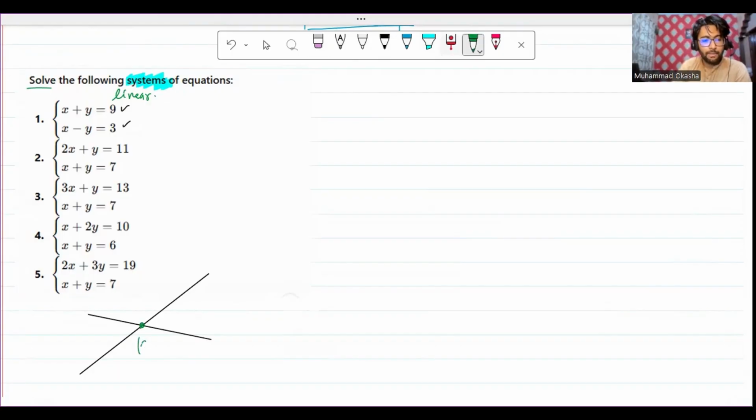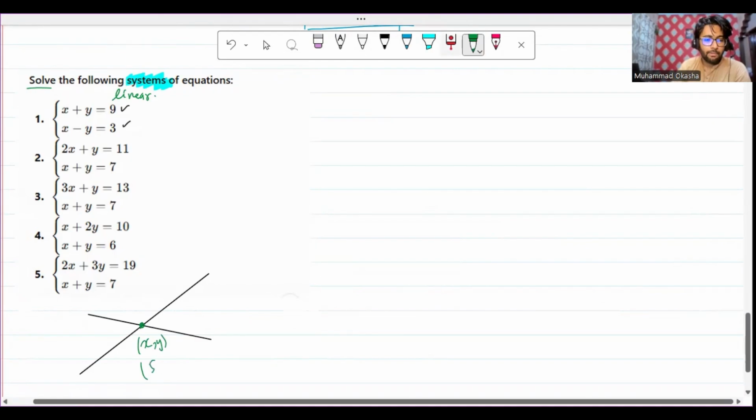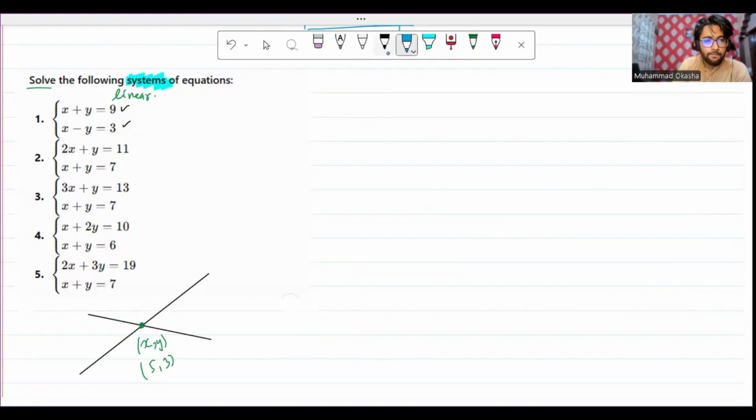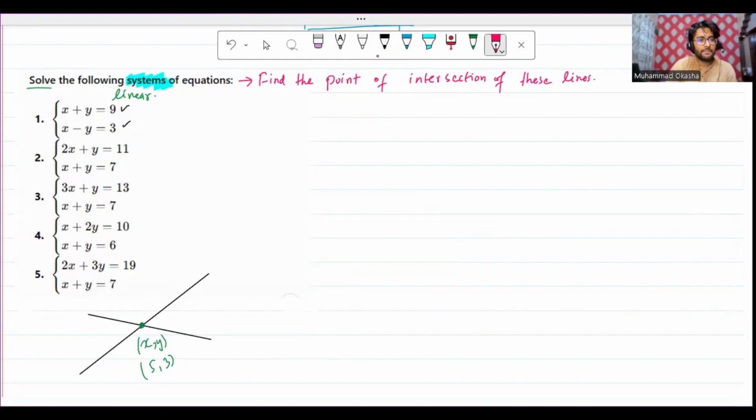And that point is x comma y. Now x could be 5, y could be 3. It could be any number. So when it says solve the system of linear equations, what it essentially means is find the point of intersection of these lines. Because we have two lines in this thing called a curly bracket, and you have to work out their point of intersection. Okay, let's do it very, very carefully.